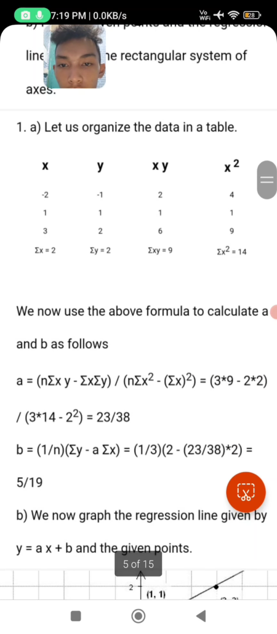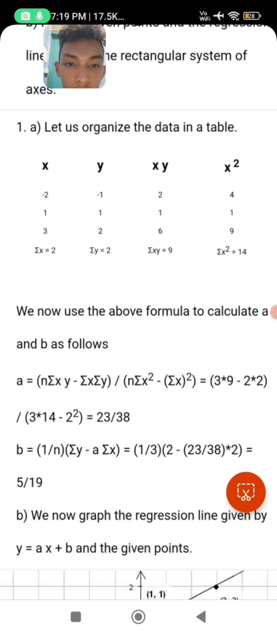The X scores are -2, 1, and 3, and the sum of the X scores equals 2. The Y scores are -1, 1, 2, and the sum of the Y scores equals 2. The XY products are 2, 1, 6, and the sum of these is 9. The X squared values are 4, 1, and 9, and the sum of these is 14.